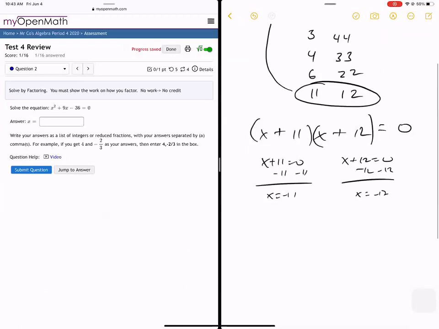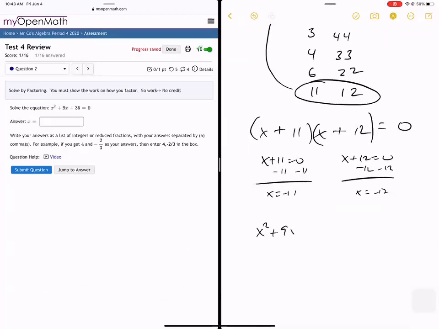Same exact idea. We're going to go ahead and factor again. x squared plus 9x minus 36. But this time, what numbers subtract out to become 9? Well, there's 1 times 36, 2 times 18, 3 times 12, and then 4 times 9, and then 6 times 6. So which of these subtract out to become 9? 1 and 36, 2 and 18, 3 and 12, 4 and 9, or 6 and 6. Hopefully you can see that the numbers 3 and 12 subtract to become 9.